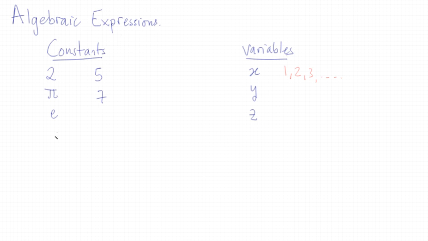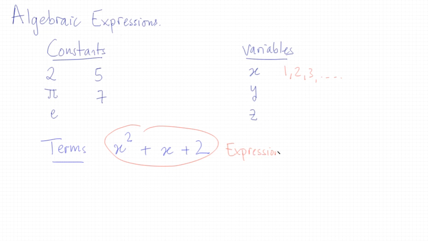What else do we talk about in algebra? We talk about terms. In any algebraic expression you have a number of terms. For example, here's an algebraic expression, x squared plus x plus 2. This x squared is a term, the x is a term, and this 2 is also a term. So all of this together is itself what we call an expression, a collection of different algebraic terms.